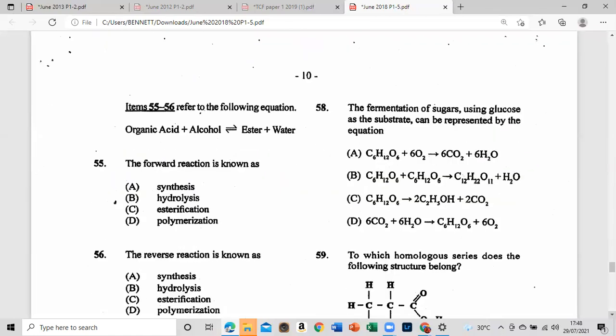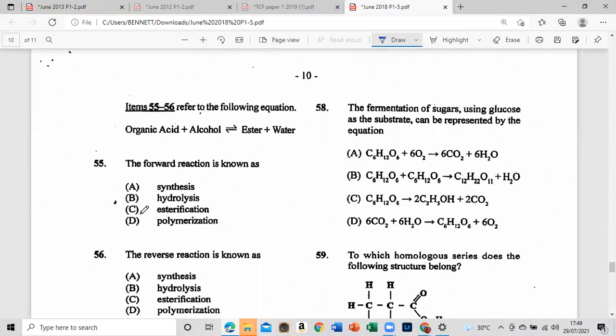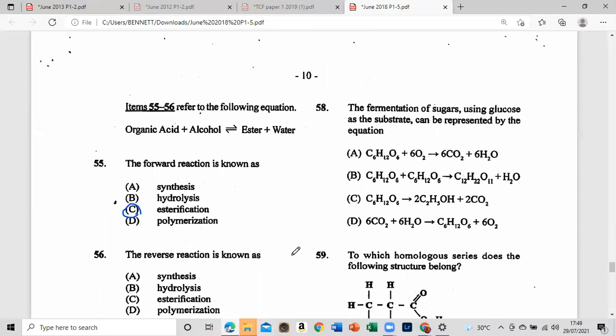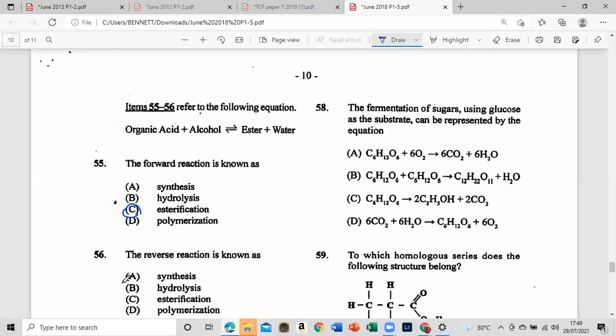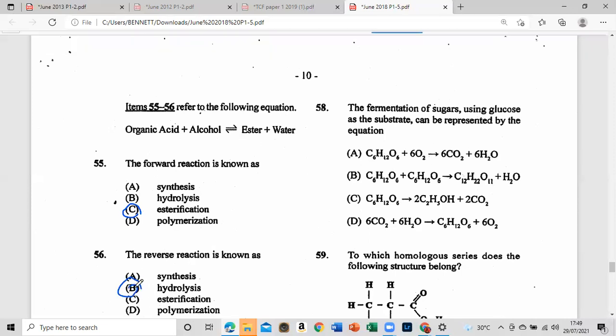55, refer to the following equation: organic acid plus alcohol is equal to ester plus water. The forward reaction is known as, and again, I did this one earlier, and it is esterification. And they're gonna ask for the reverse now. The reverse reaction is known as, and that should be hydrolysis. Yes, it is indeed. I remember these from previous videos.